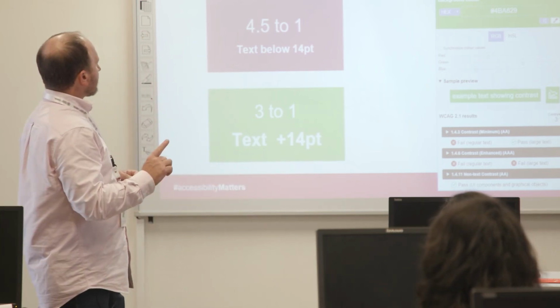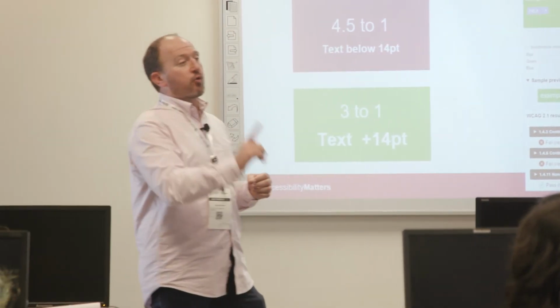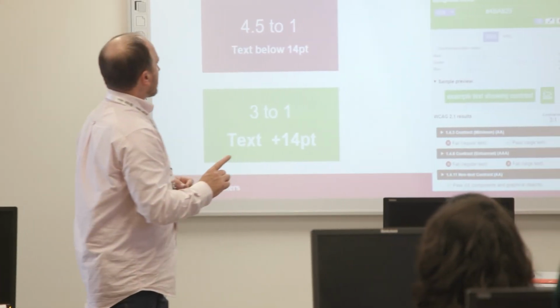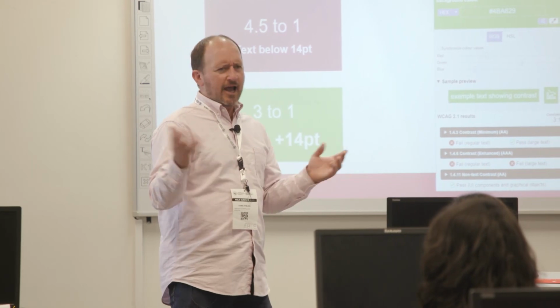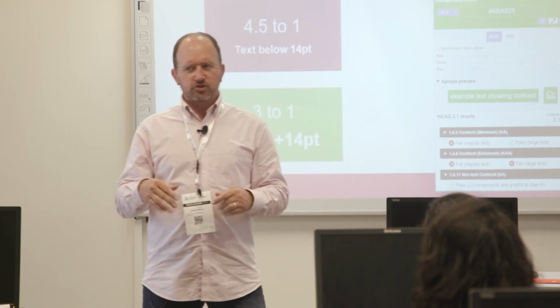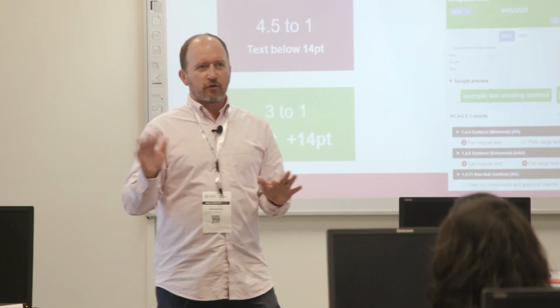So text that is below 14 point or below needs to have a color contrast ratio of 4.5 to 1. Okay? Now, how do you know what the color contrast is? There's a really great tool out there called the Color Contrast Analyzer. Just Google it, you'll find it. It's on the TPGI website.